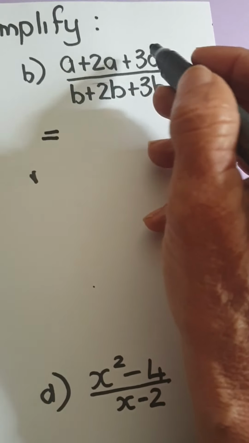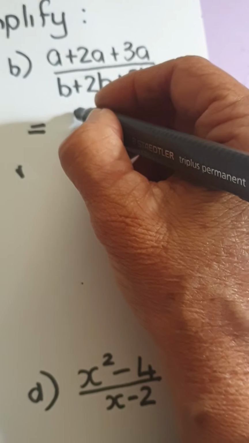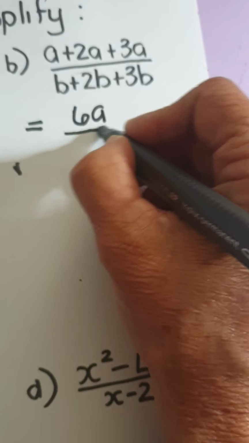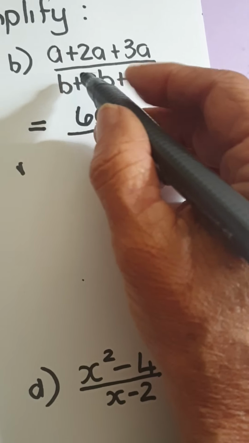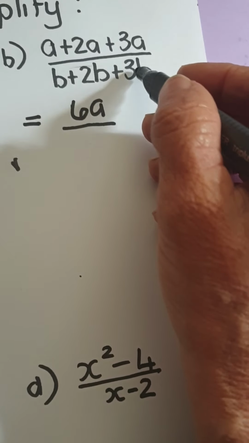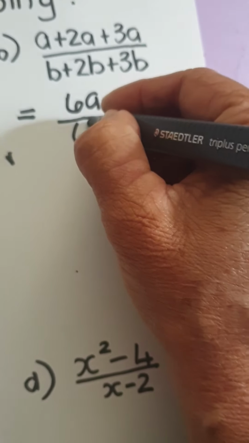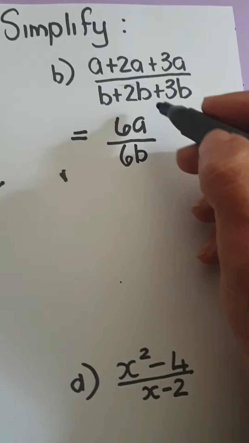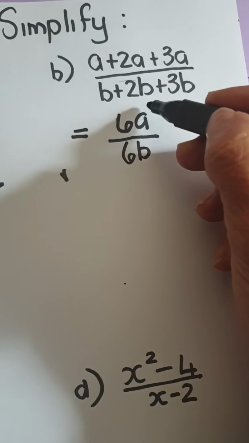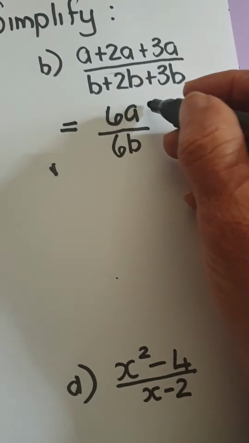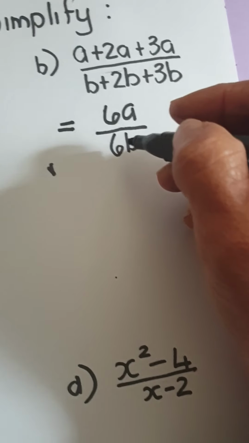So let's add the like terms. And I'm going to get 1 plus 2 plus 3 is 6a. Divide by. In my denominator, I have a b plus a 2b plus a 3b. So I can add them together. And that will give me 6b. Now I've got what I want. I've got one term in the numerator, one term in the denominator. So I can divide with the highest common factor.